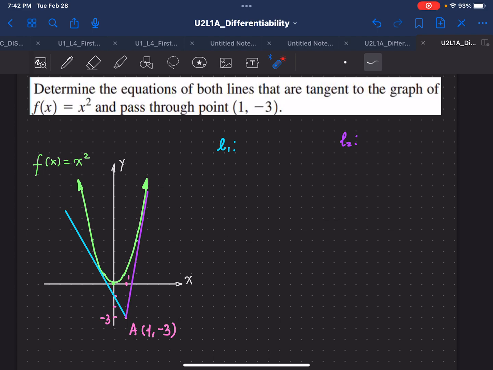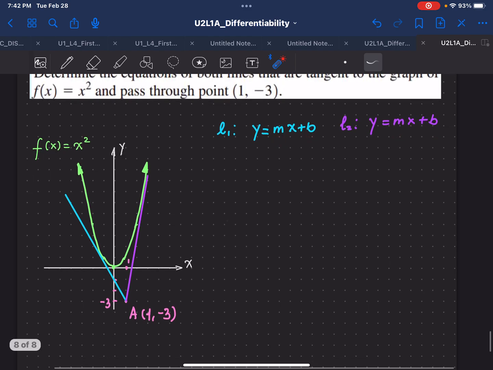Now, I like to start off with a general equation for both of them because I need a starting point. And the best equation to start with for any line is y equals mx plus b. So I will write for the tangent line L2, y equals mx plus b. In order to find the equation of a tangent, we need to know what the slope and what the y-intercept are. So this is going to be our next step. How do we find the slope and how do we find the y-intercept?